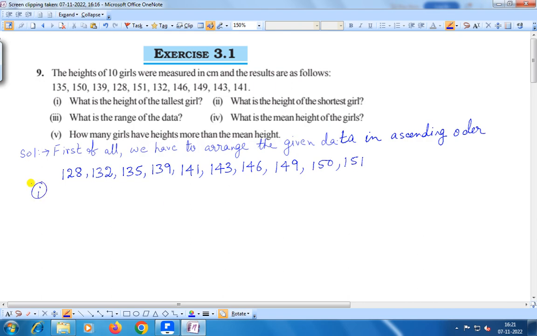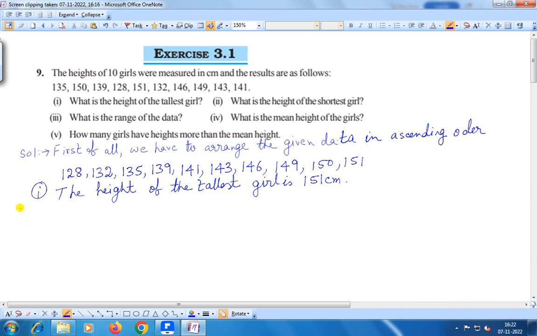Now question number one is, what is the height of the tallest girl? Therefore, we have arranged in ascending order, therefore the height of the tallest girl is 151 centimeter.